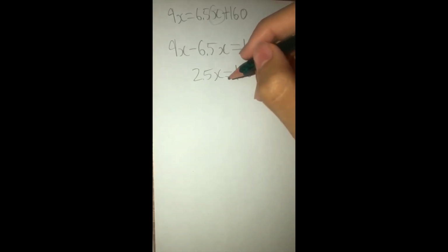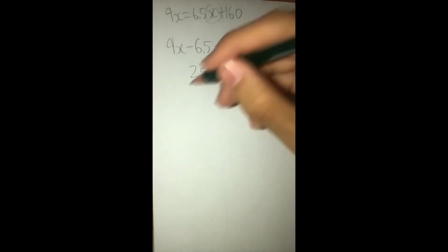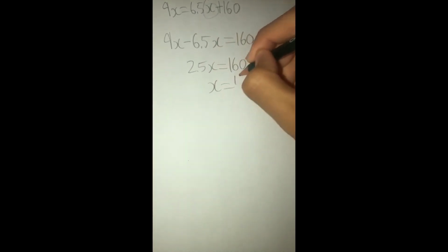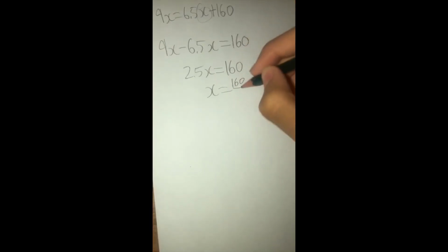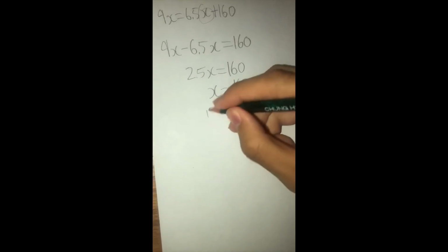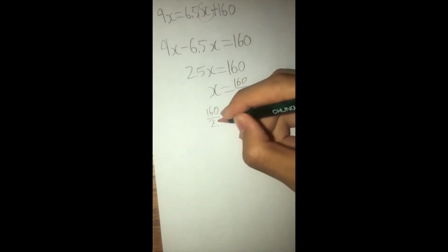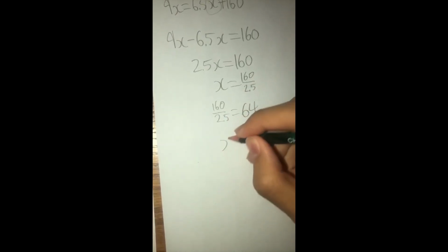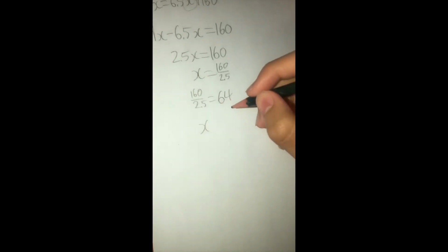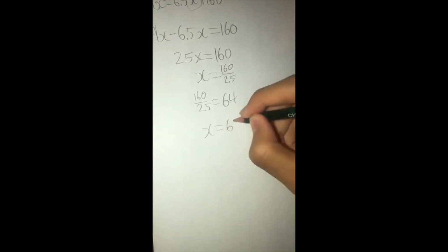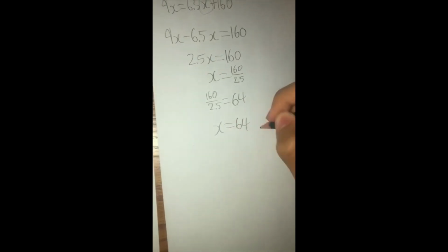Now, all we have to do to isolate x is divide both sides by 2.5, and we will have x is equal to 160 over 2.5. 160 over 2.5 is equal to 64. Therefore, the amount of units of time that it takes for the dog to catch up to the rabbit is equal to 64. But this does not give us the distance.